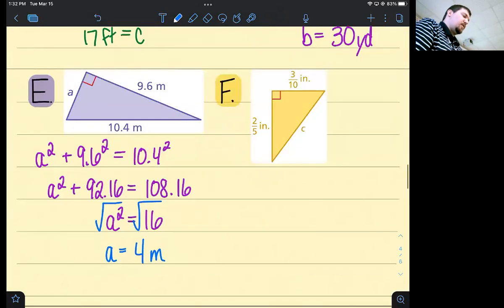Meters. Okay. So if your work doesn't look like mine, that's okay. If you've already started your worksheet, I'm not going to make you redo anything, as long as you're showing your work. This is how I plug things in.